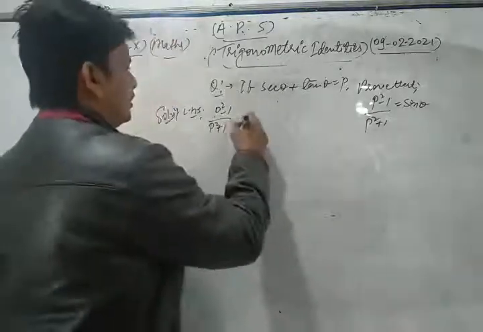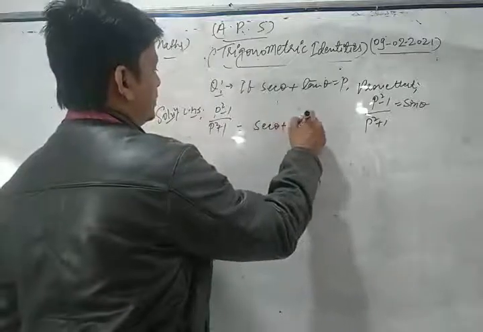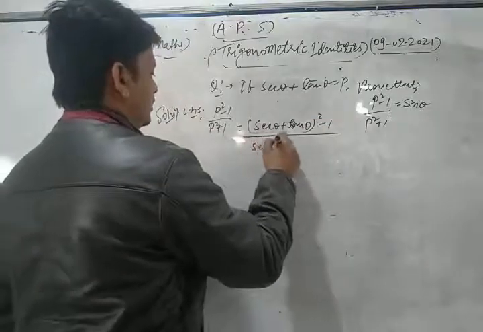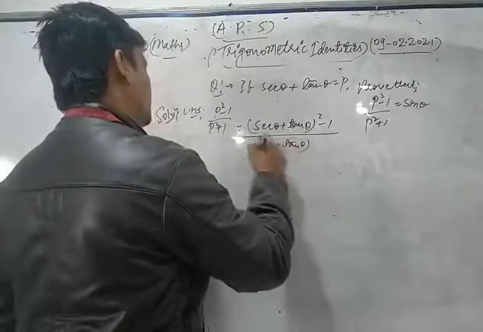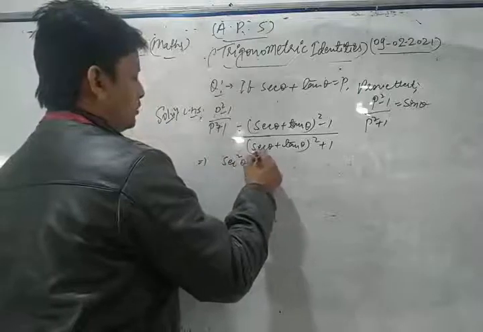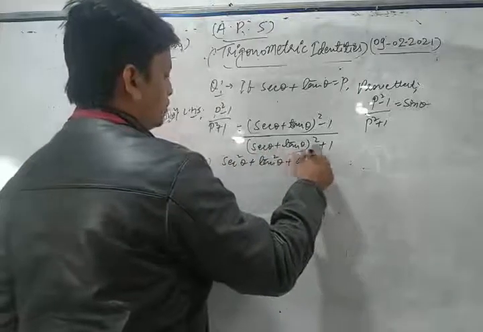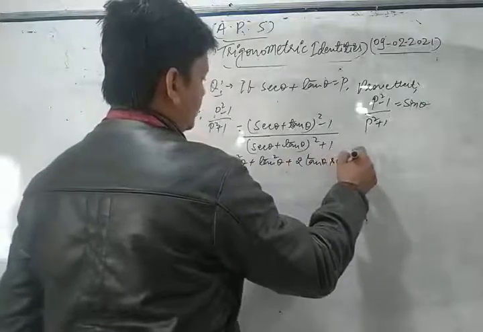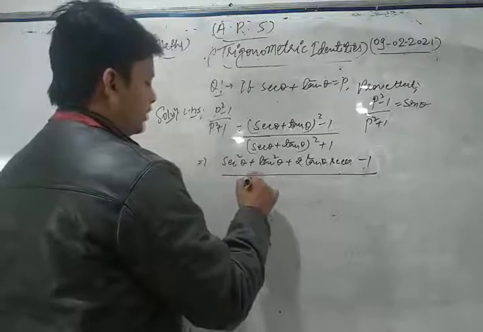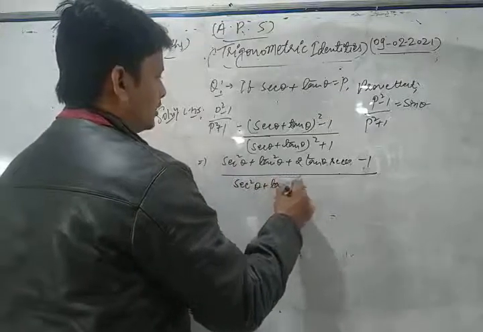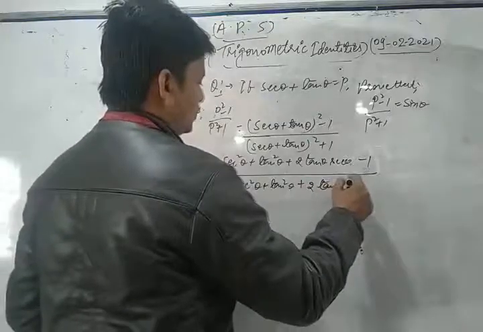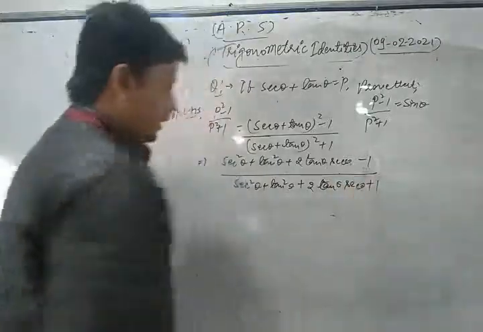So we get sec theta plus tan theta whole square minus 1 upon sec theta plus tan theta whole square plus 1. Now we expand a plus b whole square, applying a square plus b square plus 2ab, and minus 1 write as it is. Same in the denominator: a square plus b square plus 2 into a into b, and plus 1.